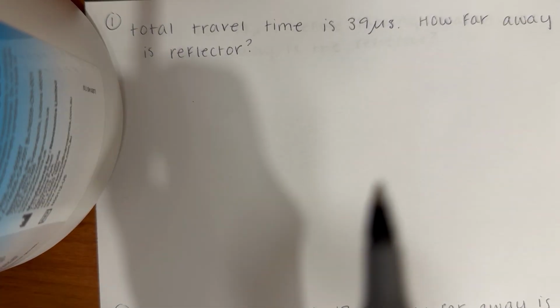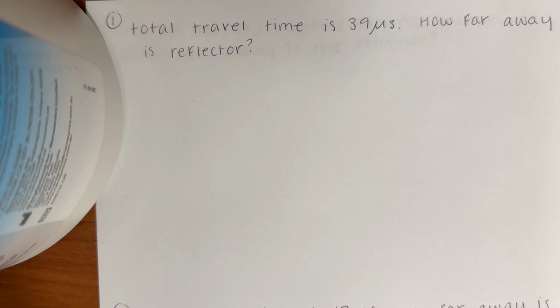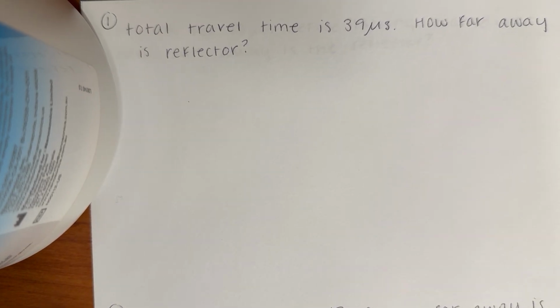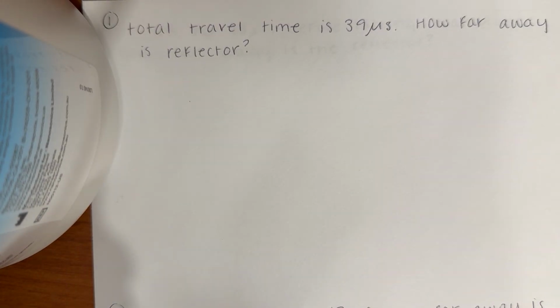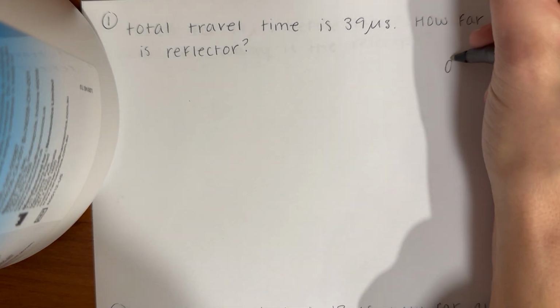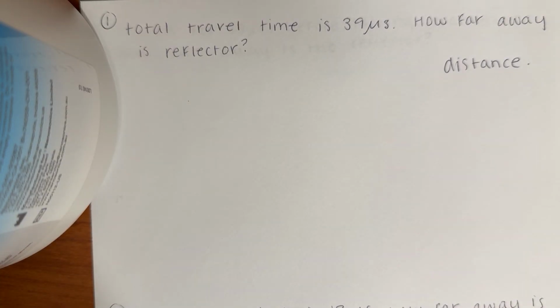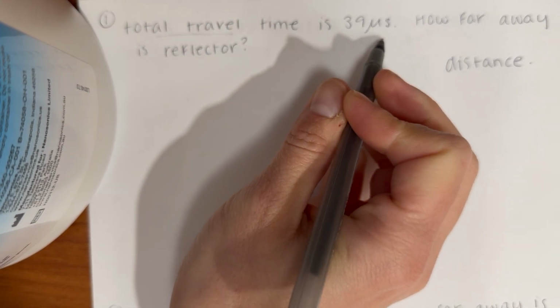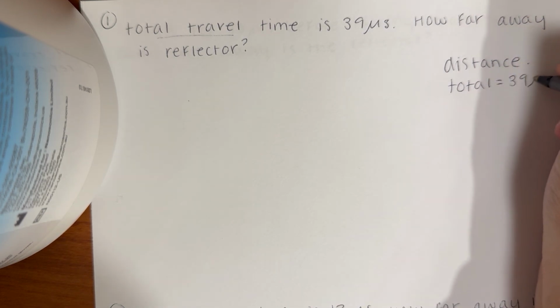Okay, so your first question for this problem set was: total travel time is 39 microseconds. How far away is the reflector? So the first thing you're going to ask yourself is, are they asking me for an answer in time or an answer in distance? So how far away is the reflector? They're asking me for an answer in distance. Okay, and are they giving me the total travel time, or are they giving me just a one-way travel time? And so it says total travel time is 39 microseconds. So we know that the total travel time is 39 microseconds.